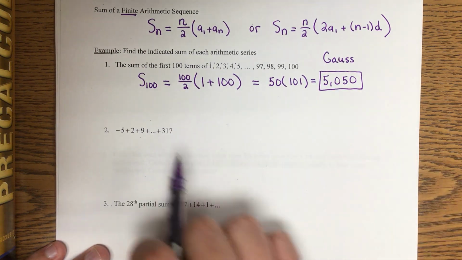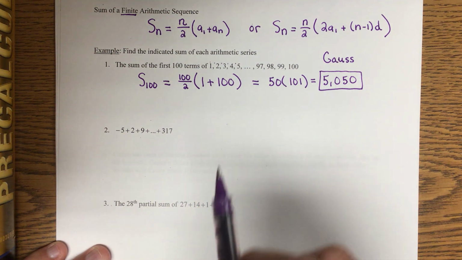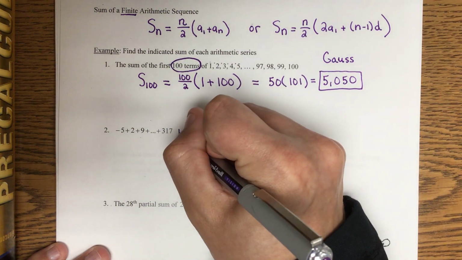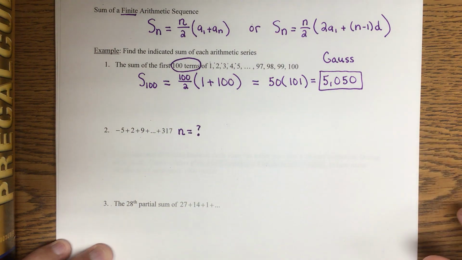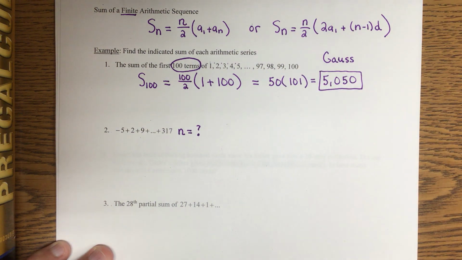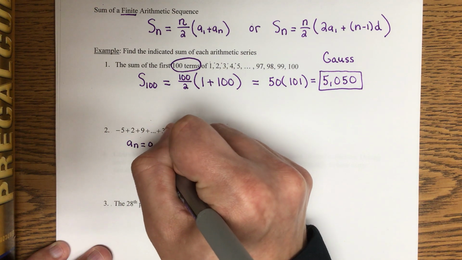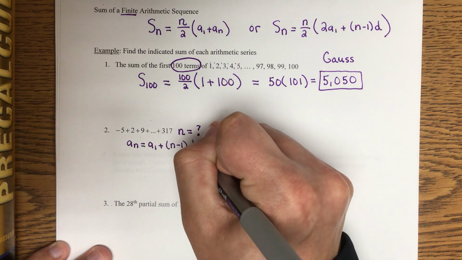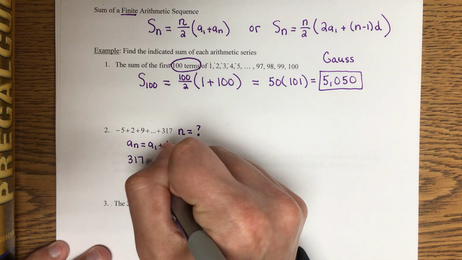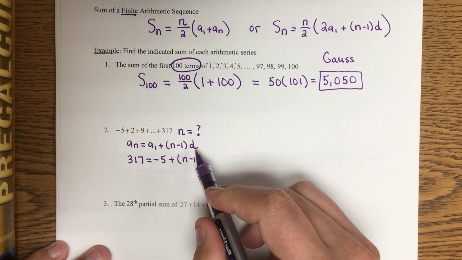For problem number 2, I want to add up this sequence right here. The hard part is, in number 1, they told us that there were exactly 100 terms. But here, I don't know how many terms there are. So before I could use either of these sum formulas at the top, I'm going to have to find the value of n. I'm going to use the formula from yesterday, or the previous video, to find the n value first. So I'm going to plug in the last term, 317, equals the first term, plus, and then I'm going to keep it as n minus 1, but then I can find the common difference.